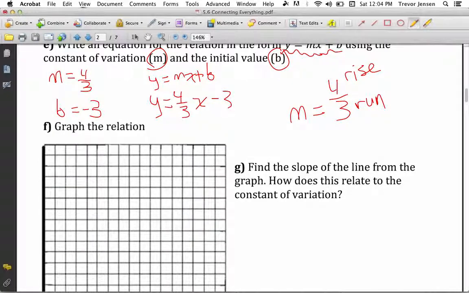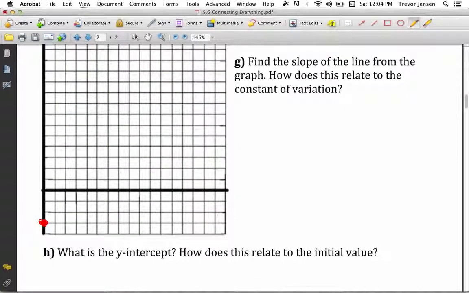So if our rise is 4, that means we have to go up 4. 1, 2, 3, 4. And then our run was 3, so that means go to the right 3. 1, 2, 3. And plot a point. And then use the slope to keep plotting points so that we can form a line. So up 4 again from our new point, and then right 3. Keep going.